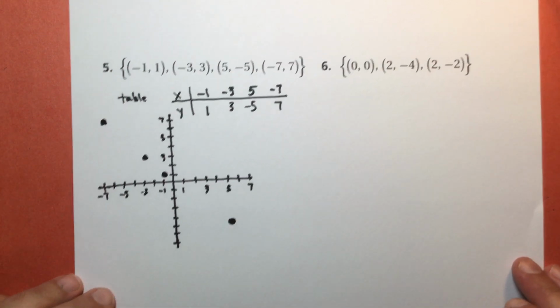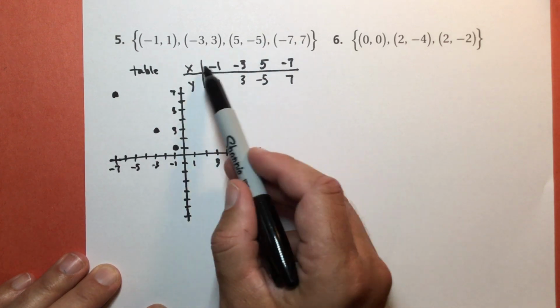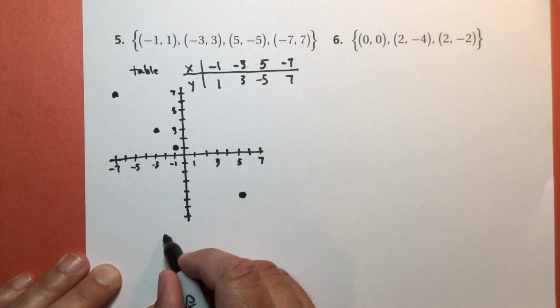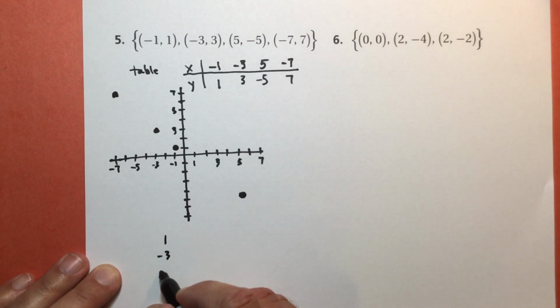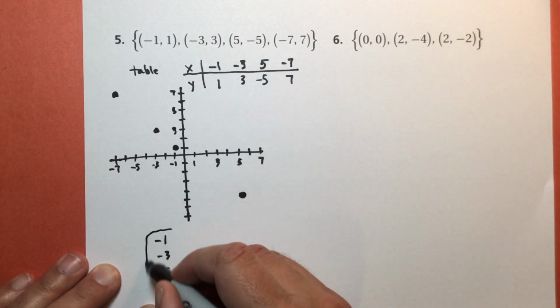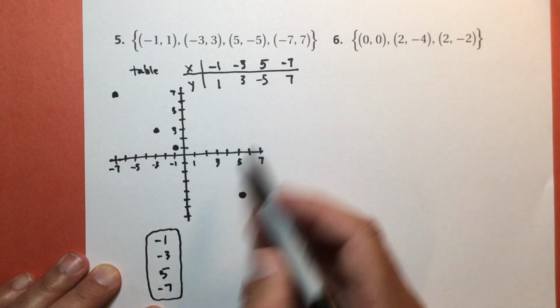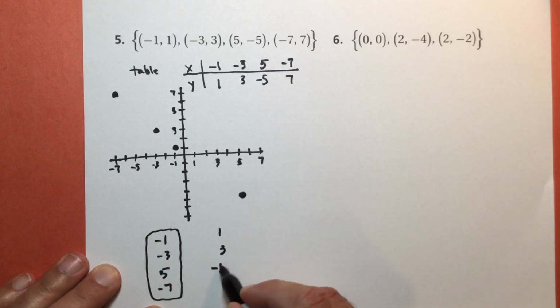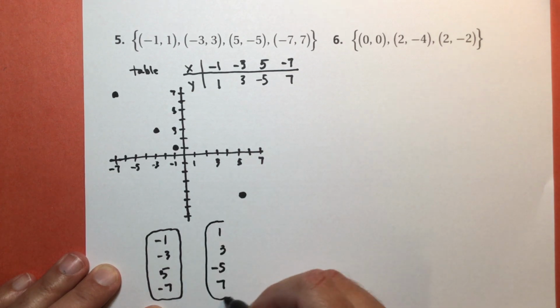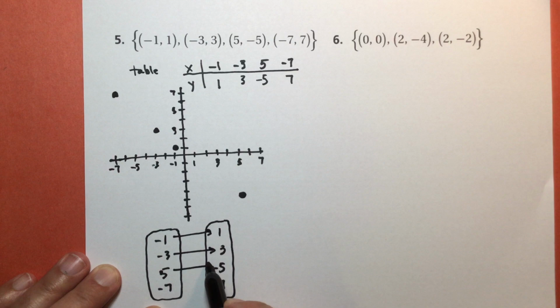The mapping diagram, so I'm going to write all the x's with no repeats. I don't have anything repeating, so I'm okay with that. So I got -1, -3, 5, and -7. And for the y values, I got 1, 3, -5, and 7. And draw your arrows. Make sure you put the arrow heads on them.